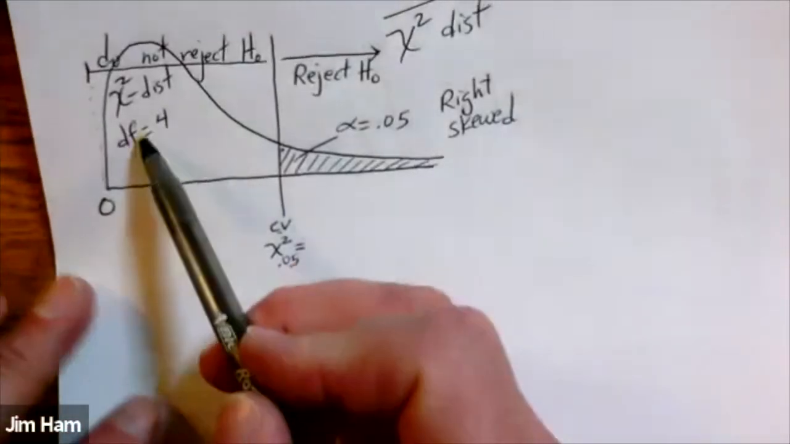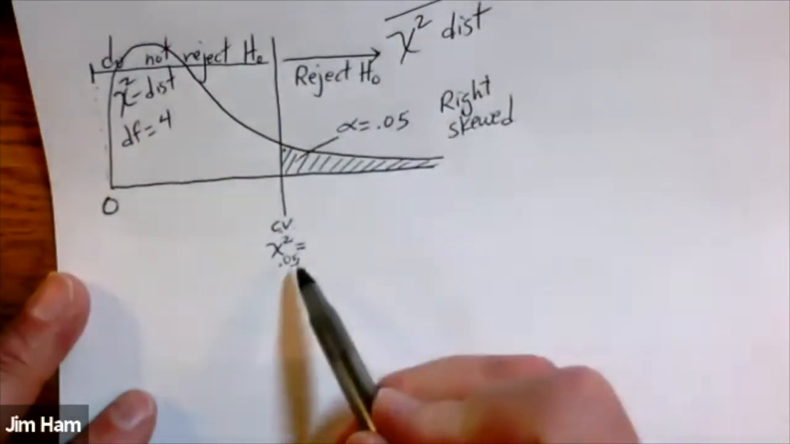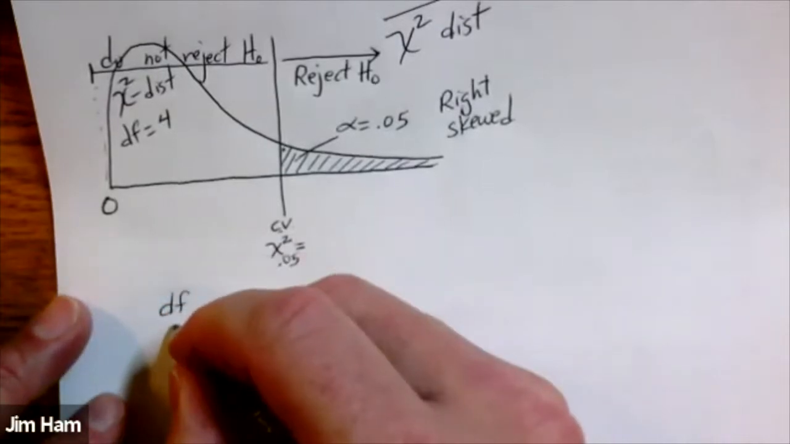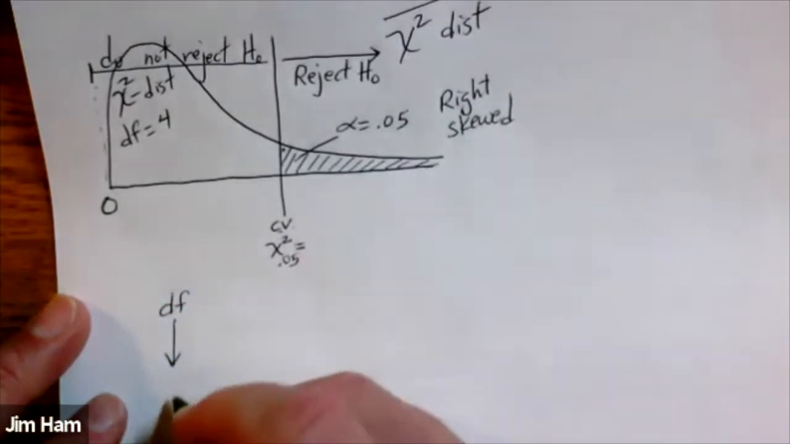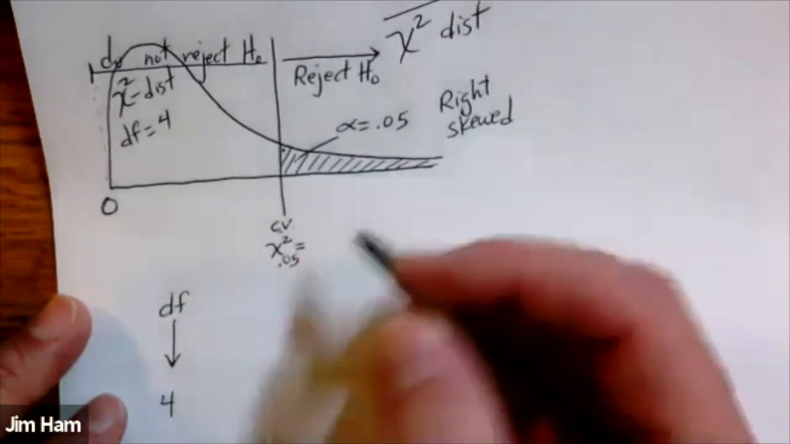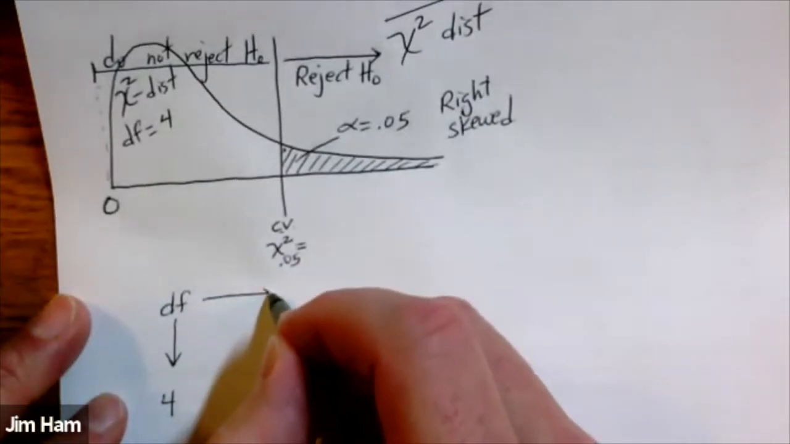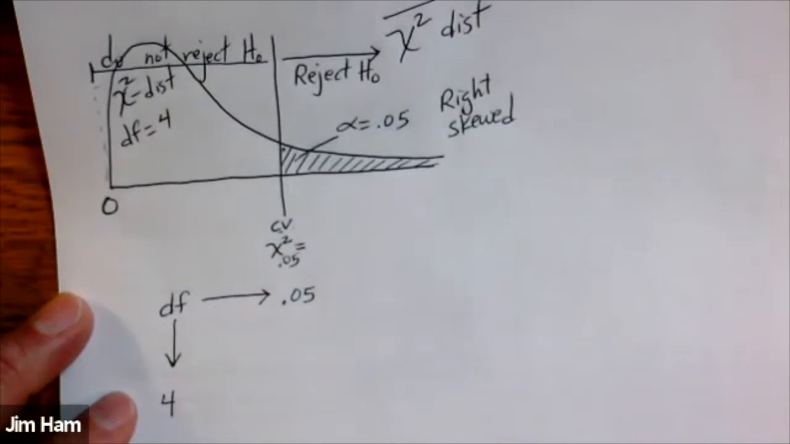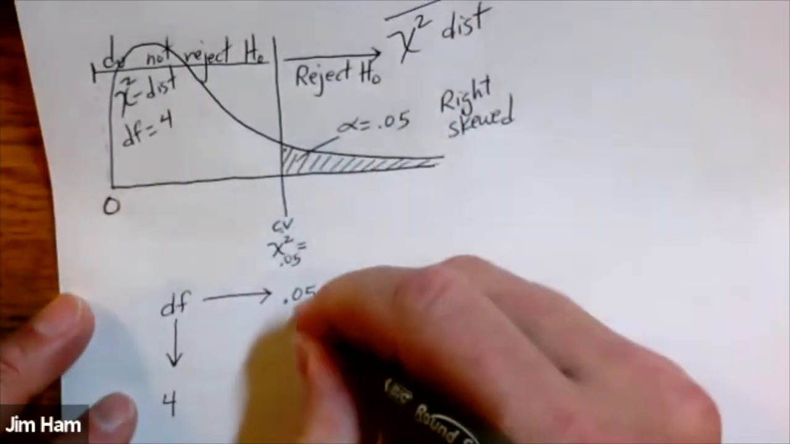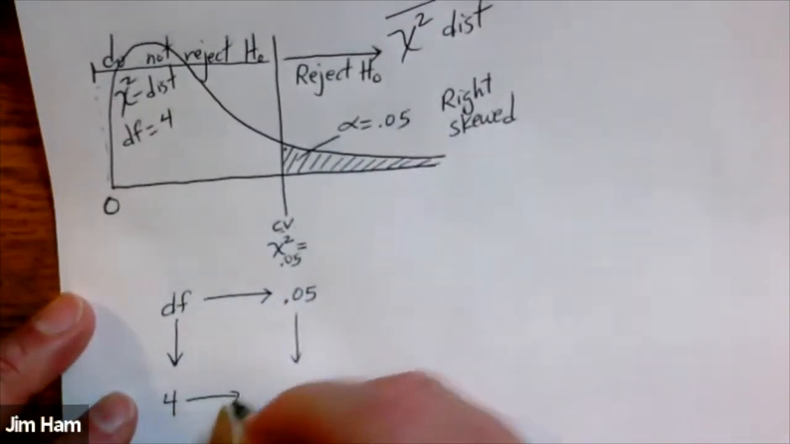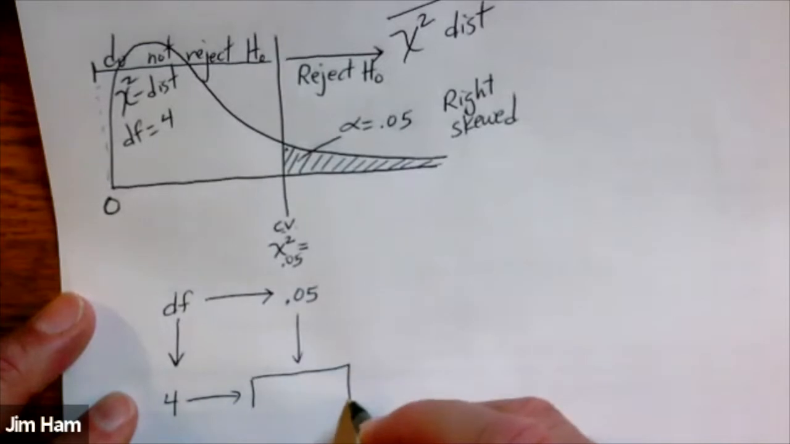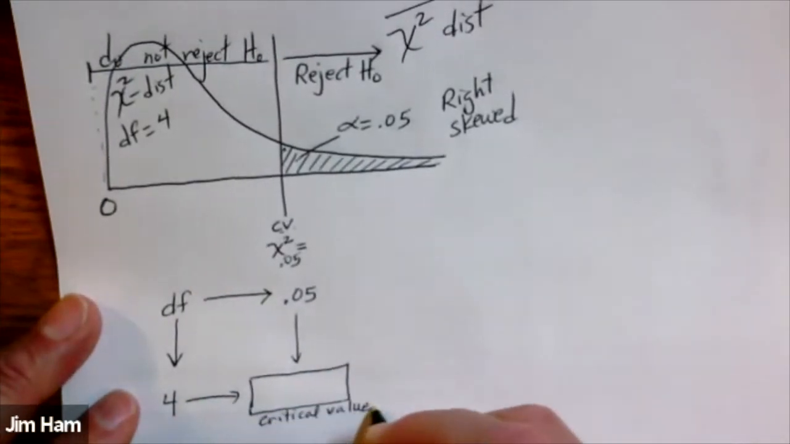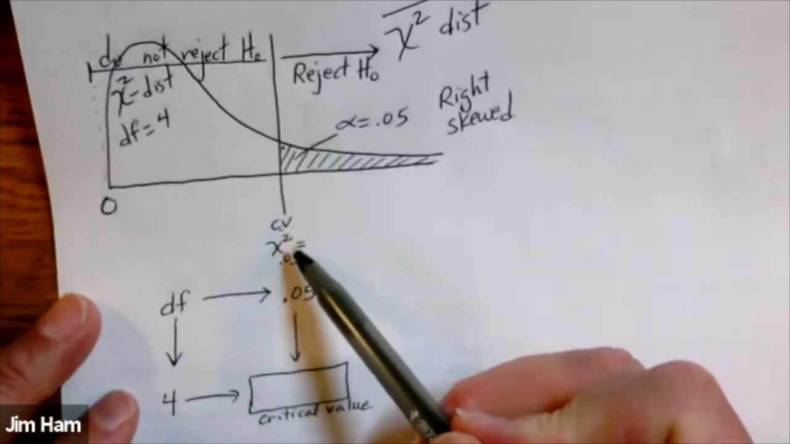If we have degrees of freedom equal to 4, and we have alpha is 0.05, we're going to go to the chi table and go down to the degrees of freedom equal to 4. Just like the t table, we're going to go over to the column that gives us the right area of 0.05. And where the row and the column intersect, this is the critical value. And that's the critical value that we're going to put right here.